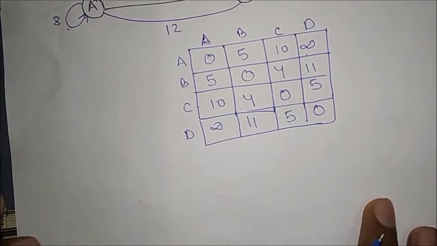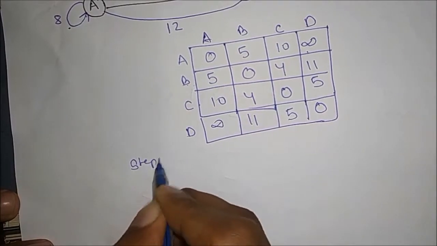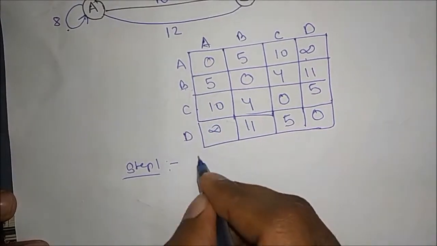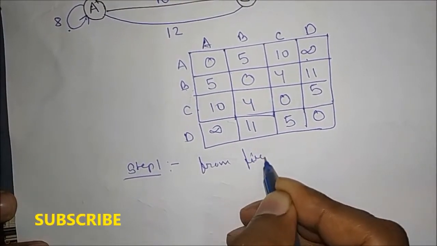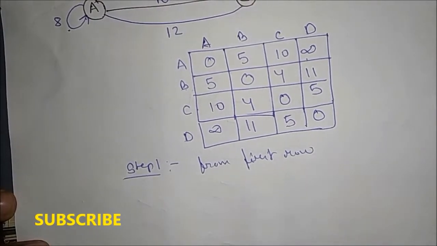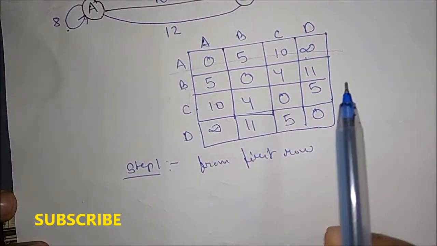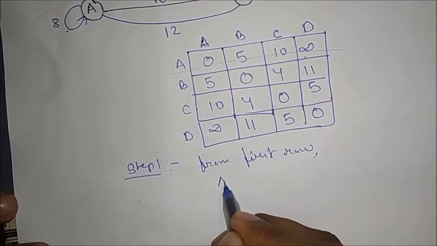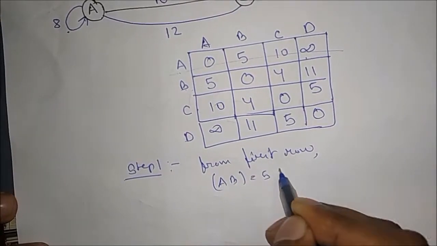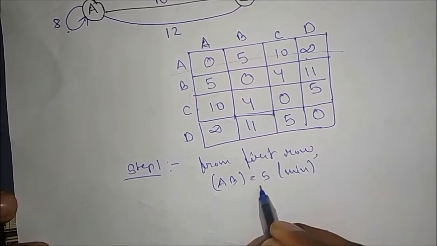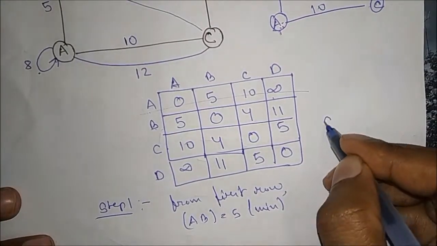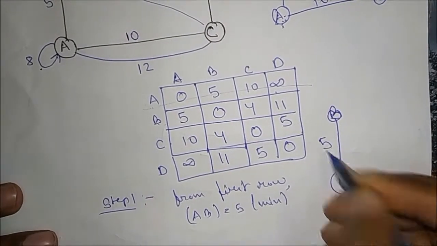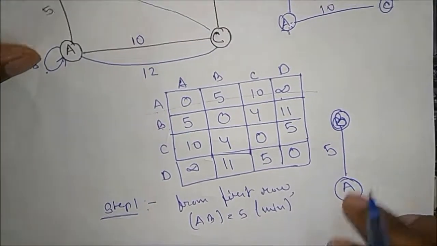Now we have to follow this table, and we write step 1. In step 1, from the first row we have to find the minimum cost. This is the first row, and the minimum cost is A to B. A to B equal to 5 is the minimum cost. Now the graph will look like this: here A is given, and here B is given, and the edge is 5. This is the B node, A to B 5.